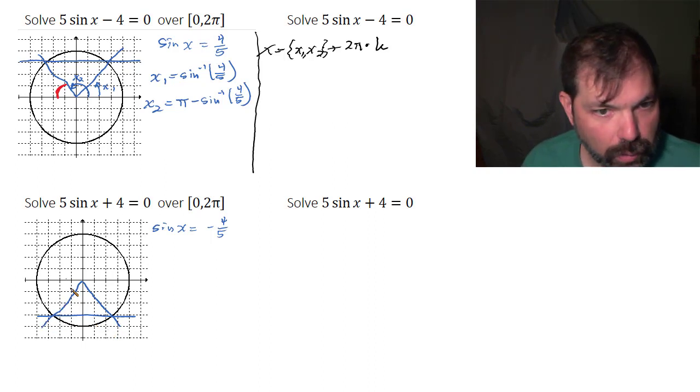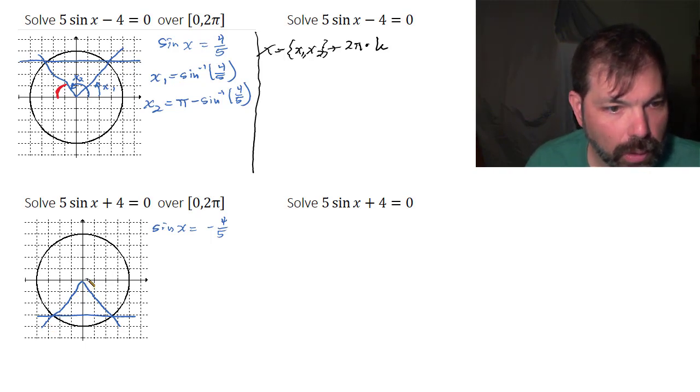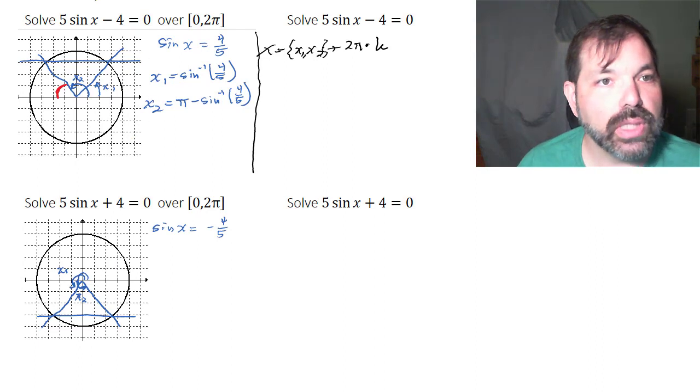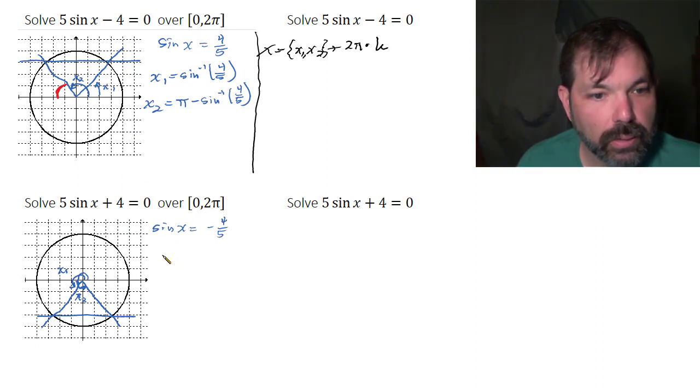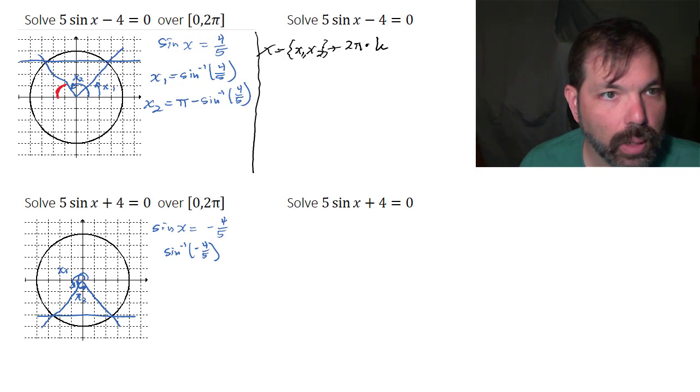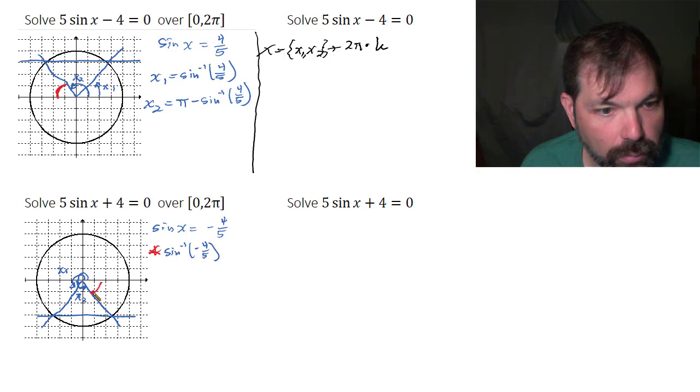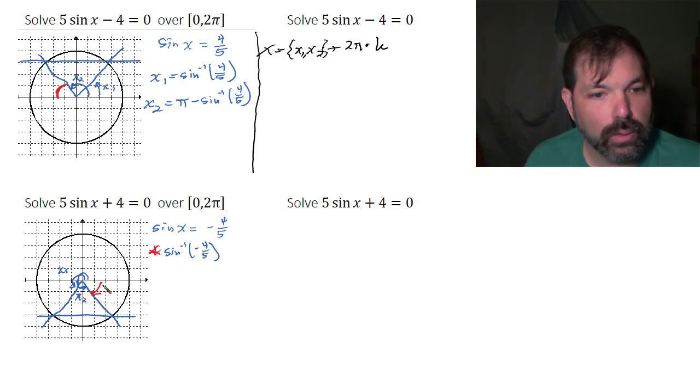Now, over 0 to 2 pi, here's the first angle, there's my x1, and my second angle goes to here, there's the x2. Now the problem is, if I use the inverse function, where is the sine inverse of negative 4/5? If we remember how the sine inverse works for a negative number, that sine inverse, I'm going to put a little star next to it, is this angle right here. The sine inverse of negative 4/5 is right there.